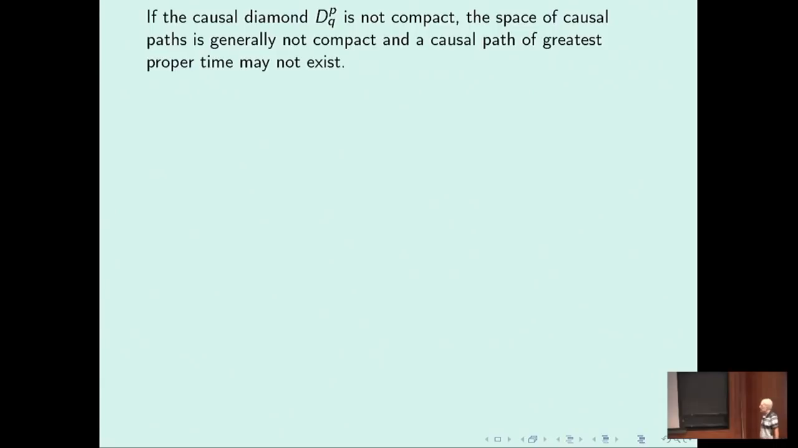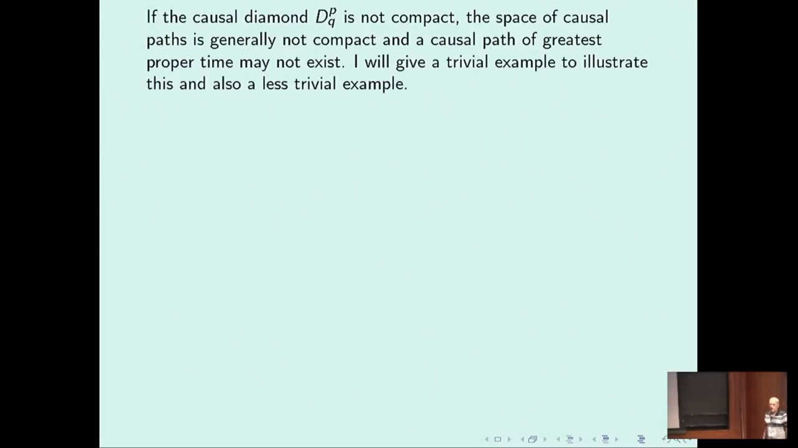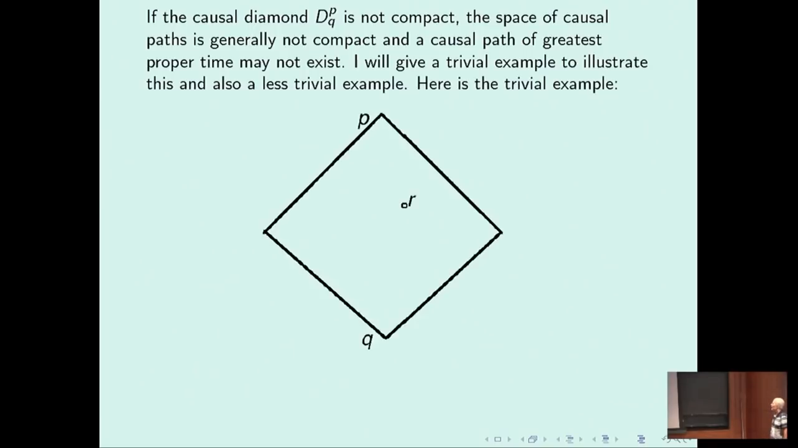If the causal diamond isn't compact, the space of causal paths won't be compact, and in general, there won't be a path of greatest proper time. So I'm going to give a trivial example for this and also a more interesting example. Here's the trivial example. You take Minkowski space but remove a point from it.